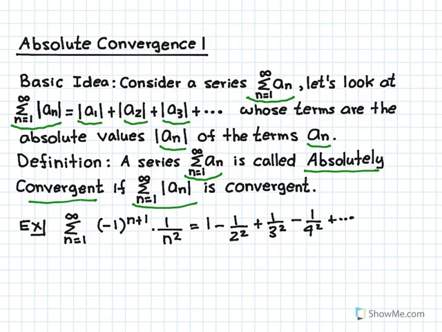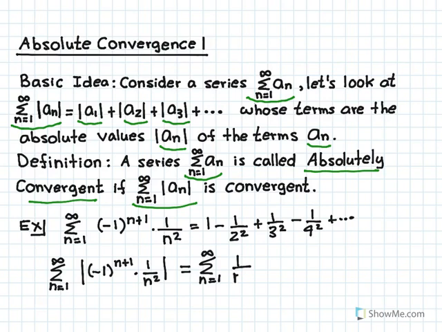Now this is absolutely convergent because if we take the absolute value of every term, the summation from n equals 1 to infinity of the absolute value of negative 1 to the power of n plus 1 times 1 over n squared, the absolute value gets rid of the negative signs, so we just get the summation from n equals 1 to infinity of 1 over n squared. And this is a convergent p-series, p equals 2. It converges because p equals 2 is greater than 1.